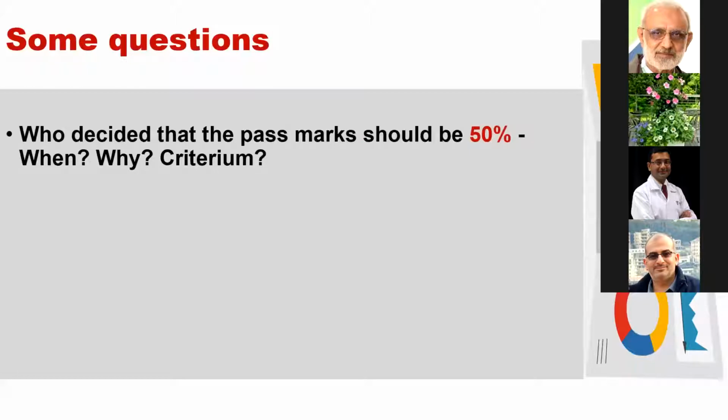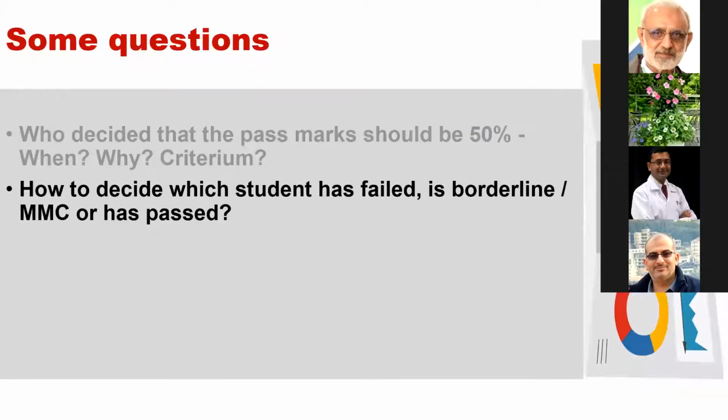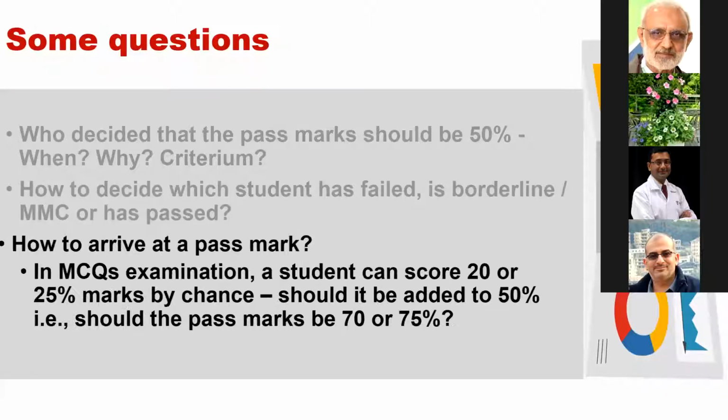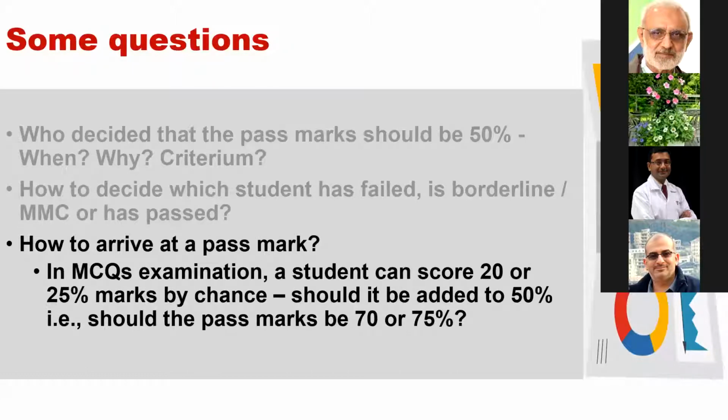Who decided that the pass mark should be 50%? When was it decided? Why was it decided? What was the criteria used for it? How to decide which student has failed, is borderline, minimally competent, or has passed the examination? How to arrive at a pass mark? In a multiple choice questions examination, a student can score 20 or 25% marks by chance. Should it be added to the 50%? That is, should the pass marks be 70 or 75%?